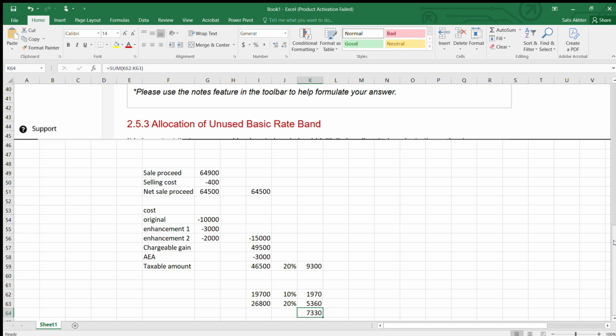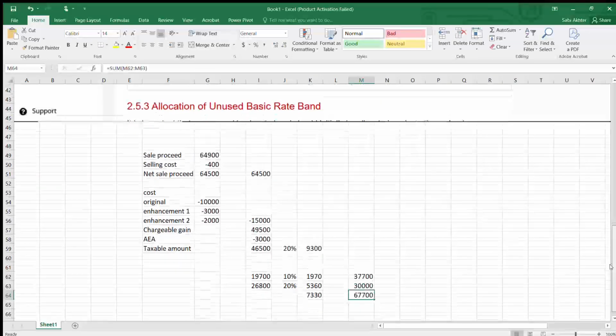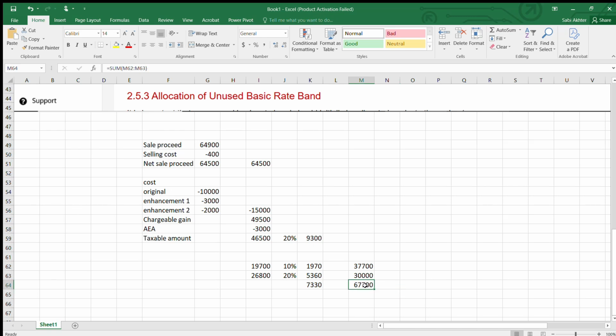So the last part, with 37,700, we will keep it separate. Add 30,000. So your new basic is 67,700. Then your taxable income is 140. That means you have utilized the basic rate entirely. So everything will be taxed at the higher rate. This entire amount will be taxed at 20%. Hence, your tax is 9,300.